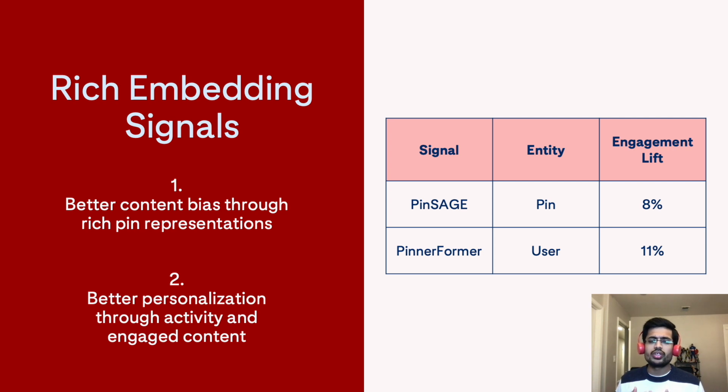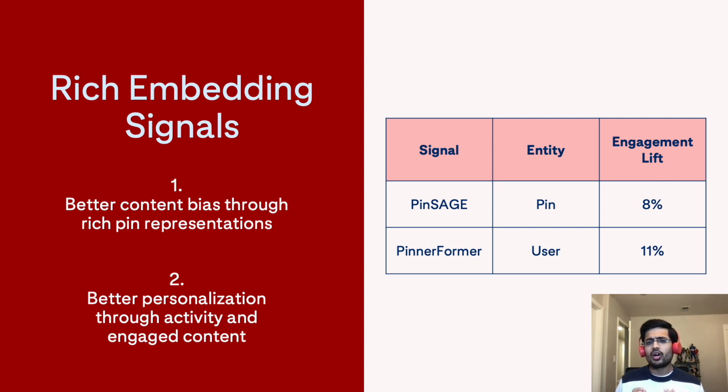In the last few years, we started focusing on rich representation of content and users on the platform to power all our models, as it was not feasible to learn meaningful and powerful representations in each model separately. These learned representations can summarize large amounts of information into very low dimensional embeddings. As can be seen, these signals led to massive increase in Homefeed repin rate, as the rich pin representations provided the model with better content bias, and on the other hand, the user embeddings allowed for better personalization based on the user activity and engaged content.